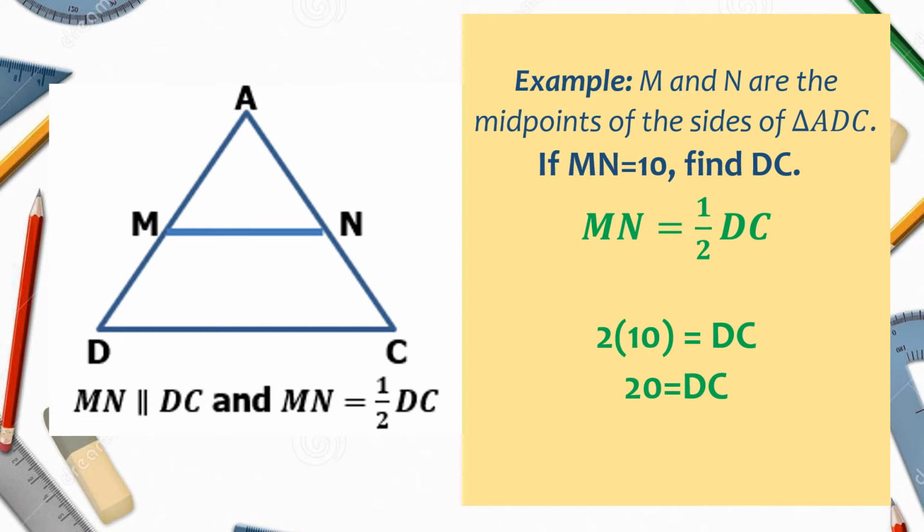So balikan natin. MN is equal to 1/2 DC. Is 10 a 1/2 of DC? Yes. Therefore, we got the correct answer. MN is equal to 10 and DC is equal to 20.